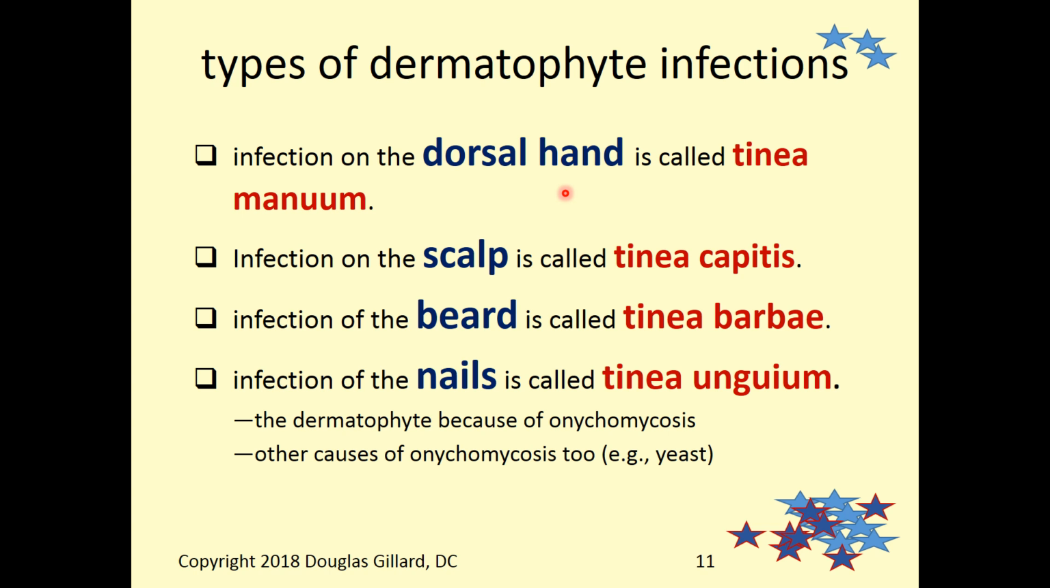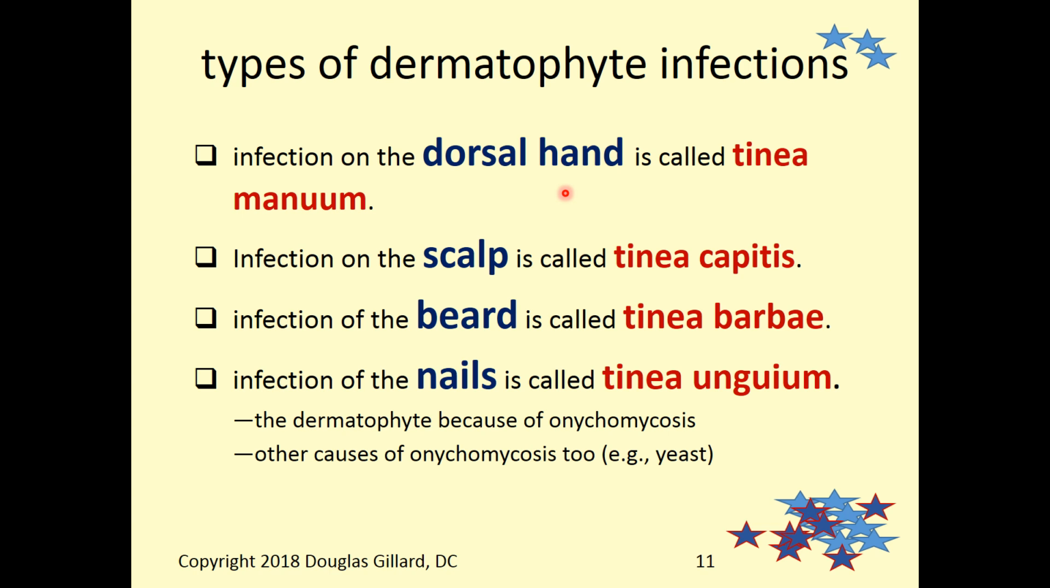If it happens on the scalp, anywhere in the scalp, that's called Tinea capitis. If it happens, some guys get it in their beards only where there is hair. That's called Tinea barbae. And of course, the infection of the nail, which we covered last week, is called Tinea unguium. Tinea unguium means it's a dermatophyte that has caused the nail infection.